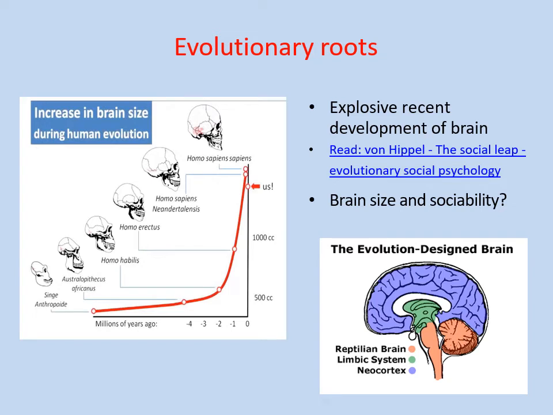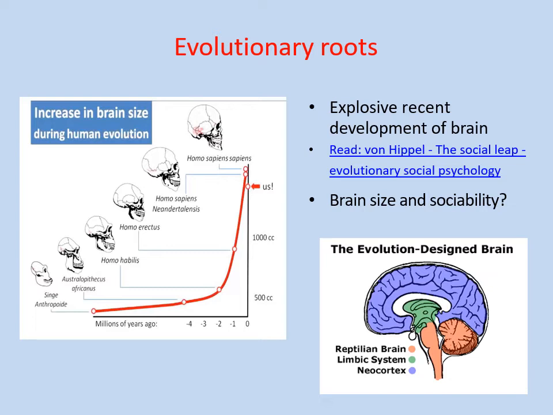Sociability, as I mentioned, is likely to have very strong evolutionary roots. One interesting line of evidence for this is the relatively explosive, very sudden development of the human brain. As you can see on the graph on the left-hand side, the growth in the size of the human brain has taken an exponential growth curve in the last 1 million years or so.